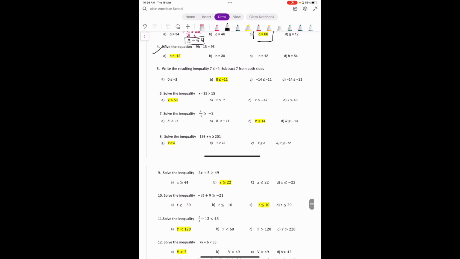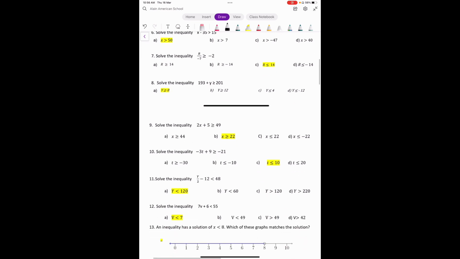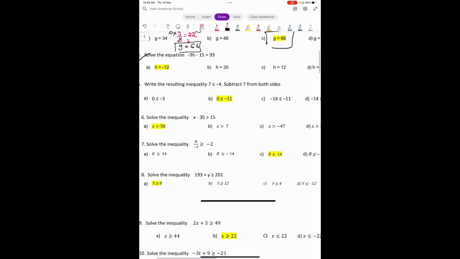Now coming to inequalities, write the resulting inequality. If it is 7 less than or equal to negative 4, subtract 7 from both sides. Subtracting 7 from both sides is pretty easy, right? So I'll have a negative 7 on this side and a negative 7 on this side, which will be negative 7 and positive 7 gives you 0, and negative 4 and negative 7 will give you negative 11 together. Don't forget that you can add two negative numbers.